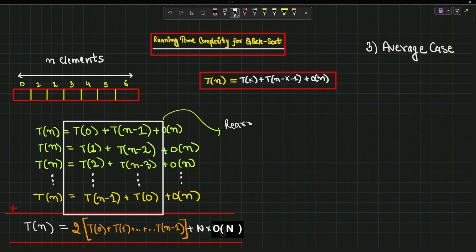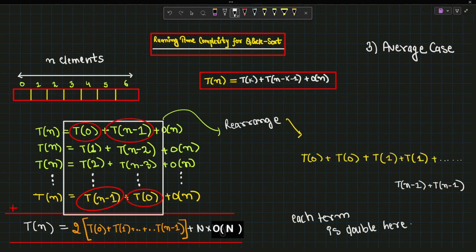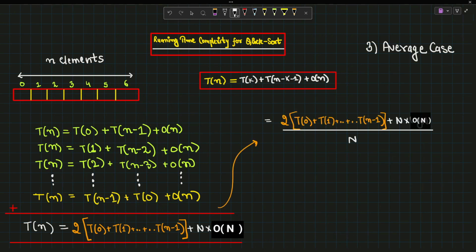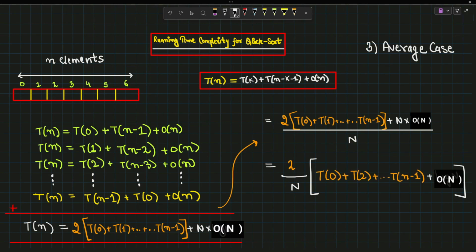To find the sum of these terms, we will rearrange them first. Here we can observe that every term is repeating twice, so our sum will come out to be twice these series of terms. Now, to find the average, we will divide this by the total number of possible cases, which is n. We can take 2 divided by n out, and we will be left with the sum of the series of terms plus big O of n, because n got cancelled with the n outside.